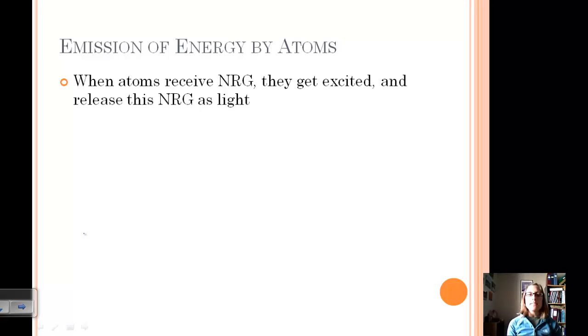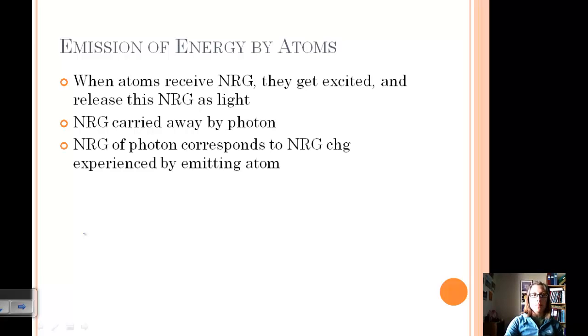All right, now let's relate this a little bit to the atom. When atoms receive energy through electricity, heat, whatever, they get excited. Then those electrons move, and they release that energy as light. The way that the energy gets released is through a photon, through that packet of energy that we talked about. And the amount of energy in that photon corresponds to the amount of energy change that the atom has experienced. How much energy did it gain?